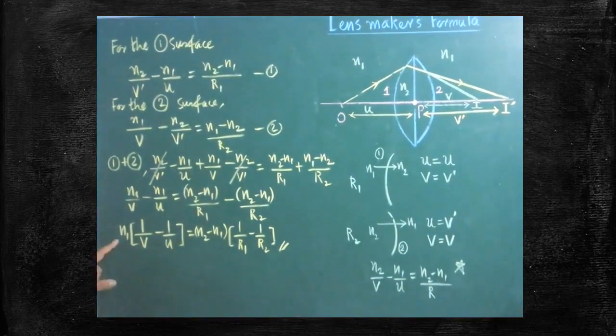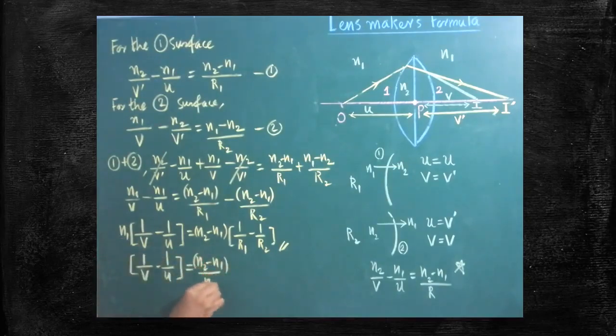Here this N1 can be brought down here. So we write 1 divided by V minus 1 by U, which is equal to N2 minus N1. This N1 can be cross multiplied. Therefore this one becomes N1. So the remaining factor is 1 by R1 minus 1 by R2. So like that we can write.